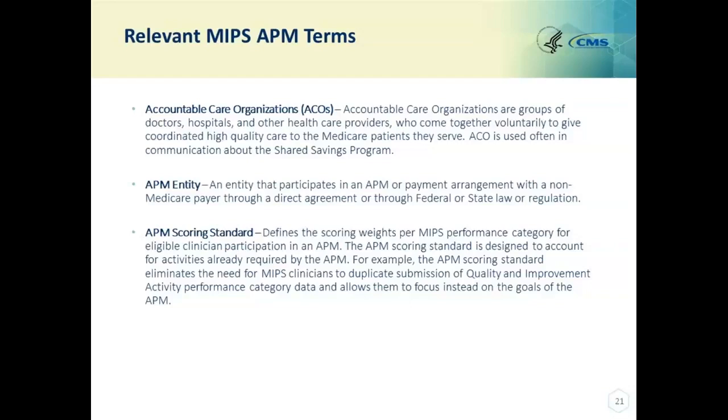And then finally, the last term here on the slide is APM scoring standard, which is a specific rubric for scoring under MIPS performance for APM entities, and the scoring aligns the MIPS payment model requirements with MIPS reporting itself, and we've adjusted the category weights to reflect that alignment. Next slide, please.